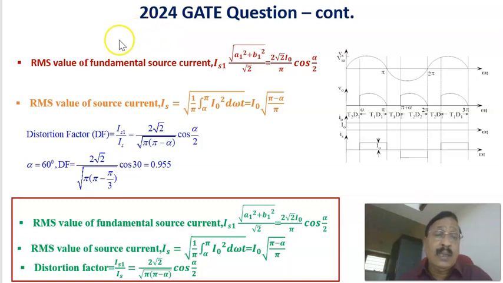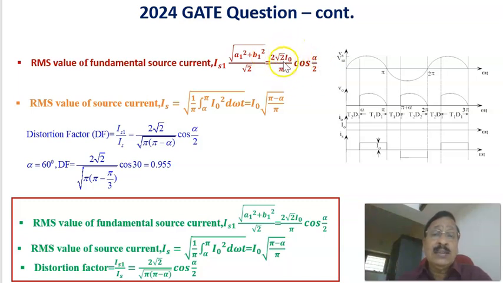Continuing the same problem, the RMS value of the fundamental source current IS1 equals root of A1 square plus B1 square, the maximum value, divided by root 2, or 2 root 2 I0 divided by pi into cos alpha by 2. Similarly, what is the RMS value of the total waveform? It equals square root of 1 by pi integral from alpha to pi of I0 square d omega t, or I0 into root of (pi minus alpha) divided by pi. This is the RMS value of the total waveform.